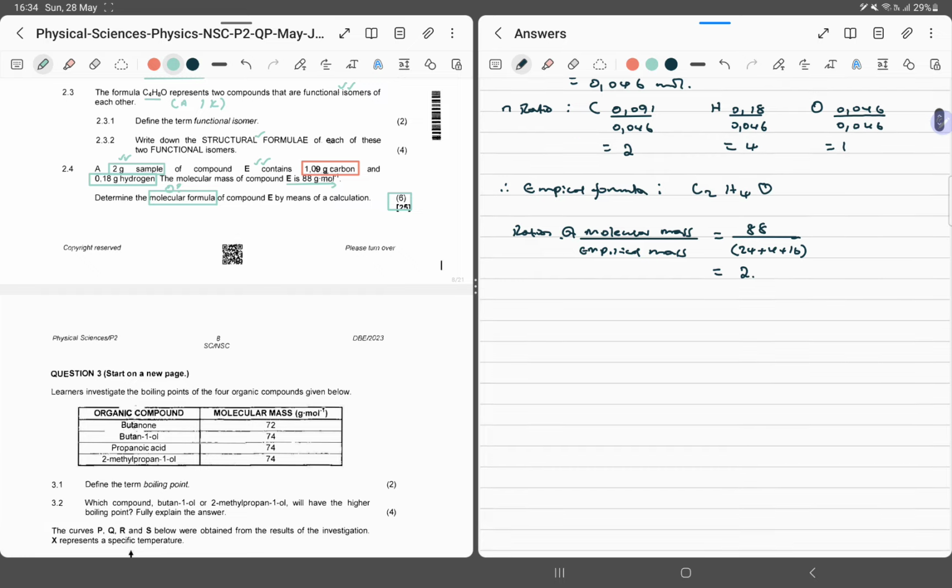Okay, so we can say therefore the molecular formula is going to be 2 into C2H4O, which is going to be equal to C4H8O2. And if we have got 2 here, it can either be an ester or a carboxylic acid. Okay, so that is the story.